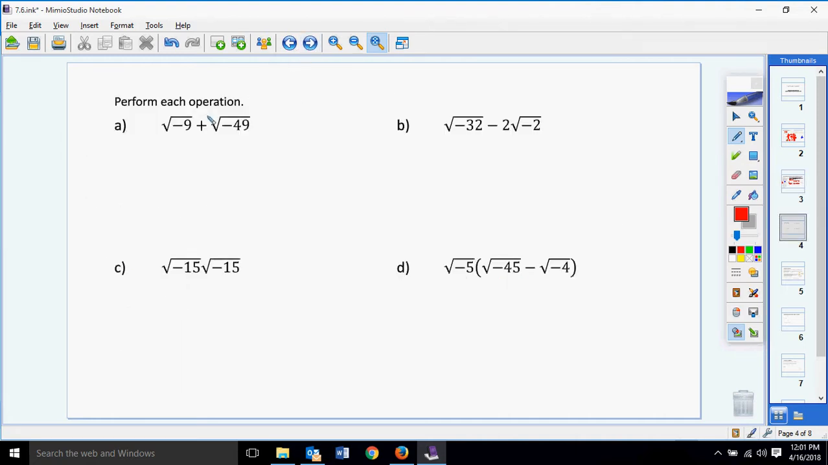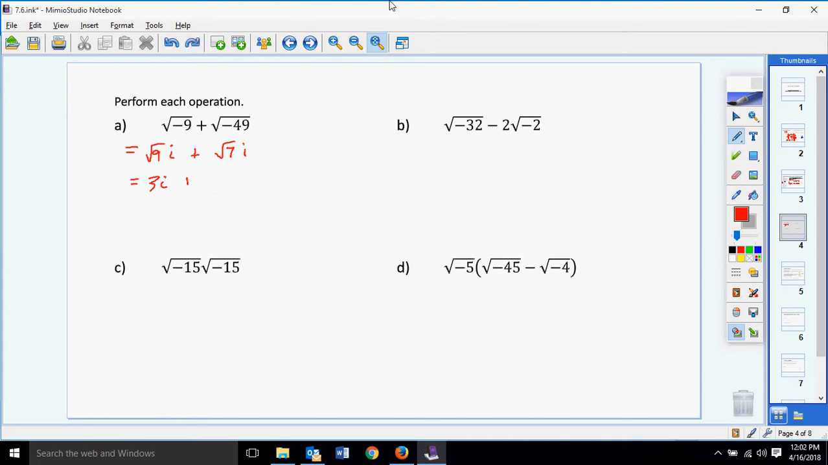So for instance, let's start with A. Before we can add these square roots with negative radicands, I need to put them in I form. So I have the square root of 9 times I plus the square root of 7 times I. Well, the square root of 9 is just 3, so I get 3i. And I can't take the square root of 7. I can't break it down anymore.